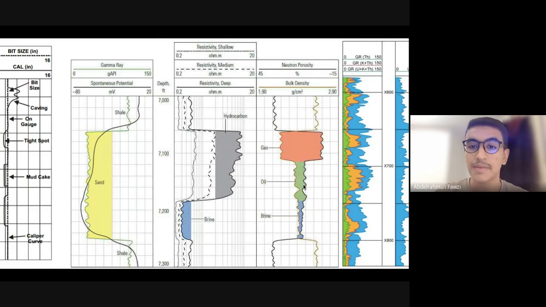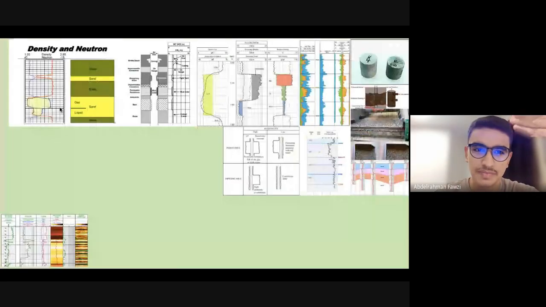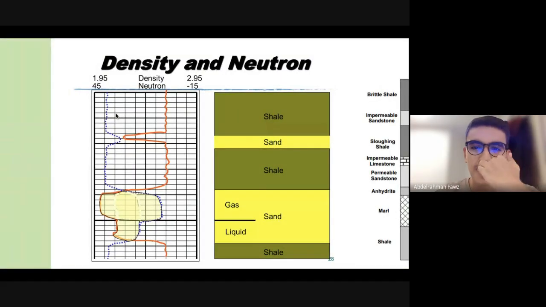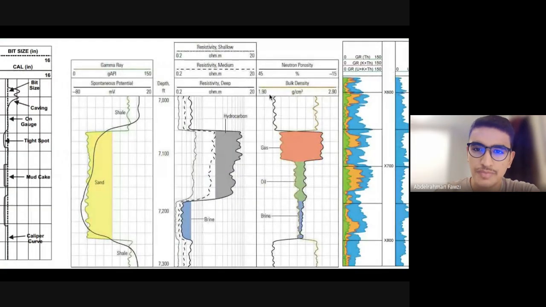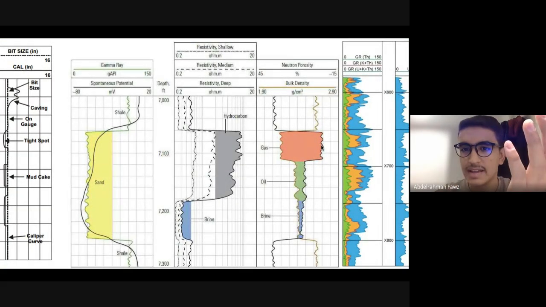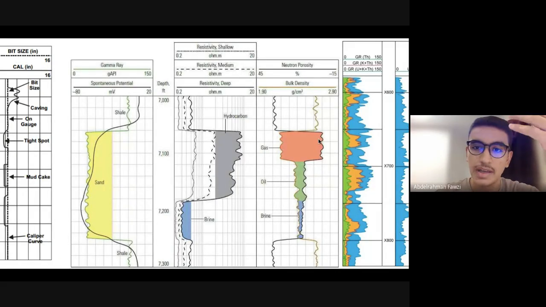Oh, sorry, I made a fatal mistake. I mixed two things together. Again, this was the density, and that was the neutron in the last picture. I mixed them together. So let's move on to this picture. So here the density gets lower, sorry, because there's gas, there's a lot of cavity, and the neutron log gets lower.